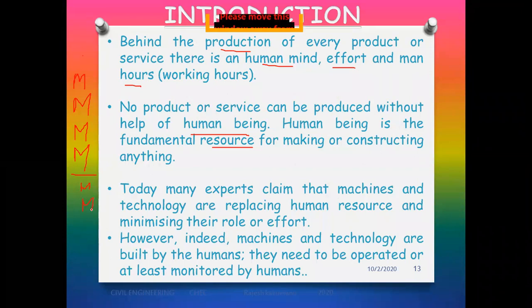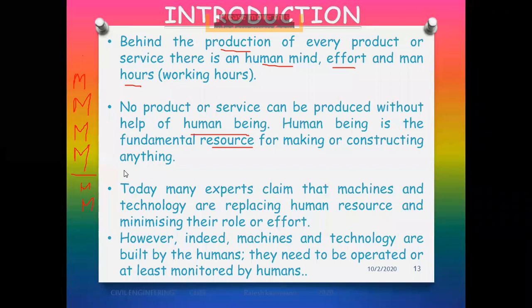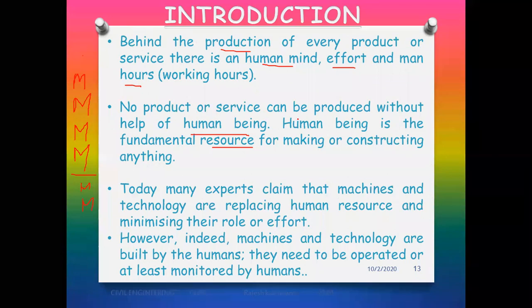So like this, if you are categorizing the 4 M's, the first M is labor, that is human beings, that is men or women. Only after the man exists do all these come, right? So here, no product or service can be produced without the human being. So human being is a fundamental resource for making any item, right?